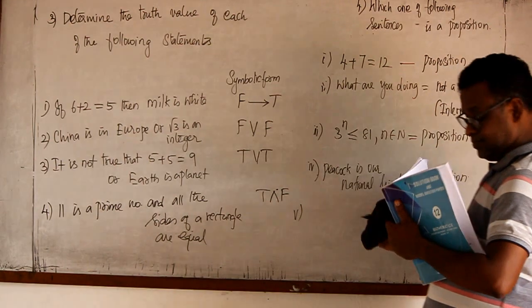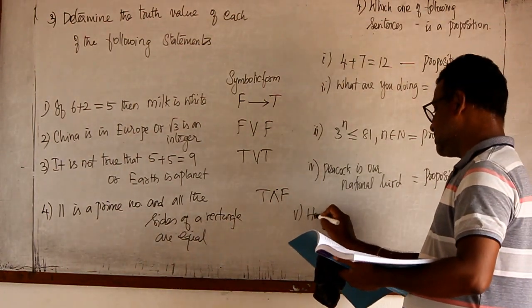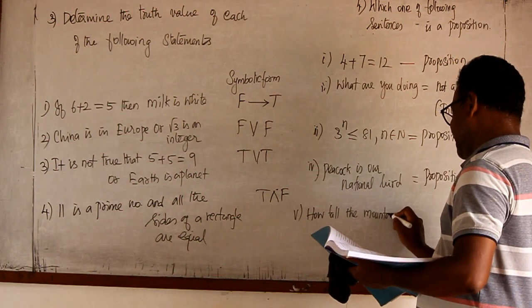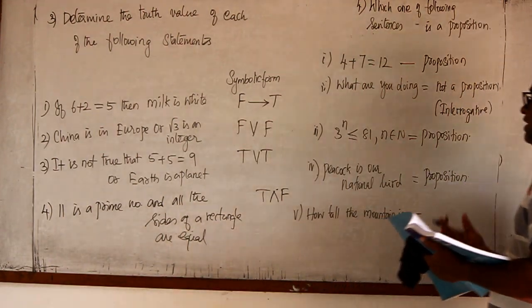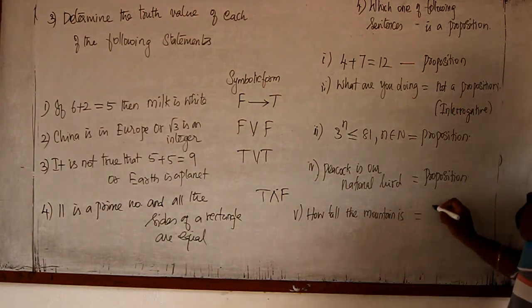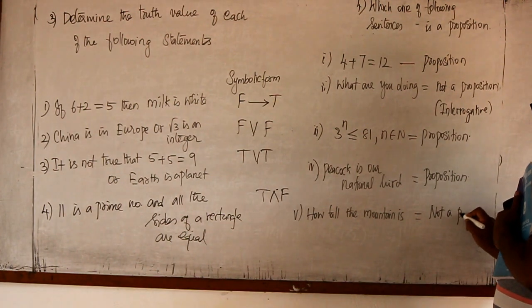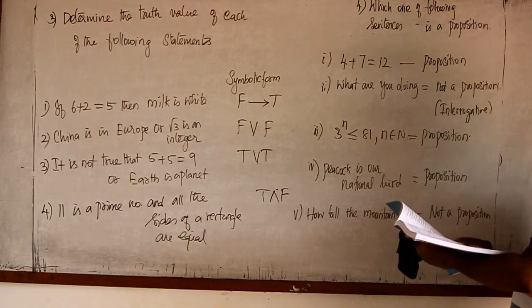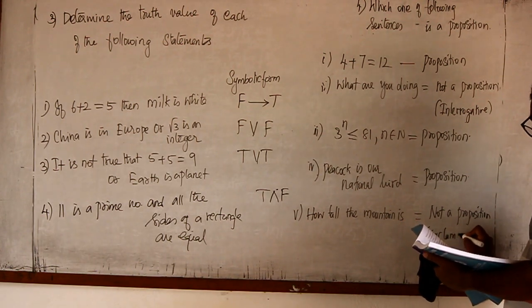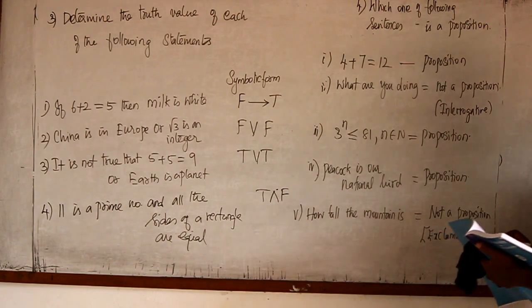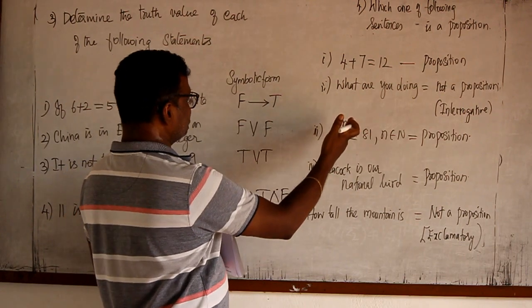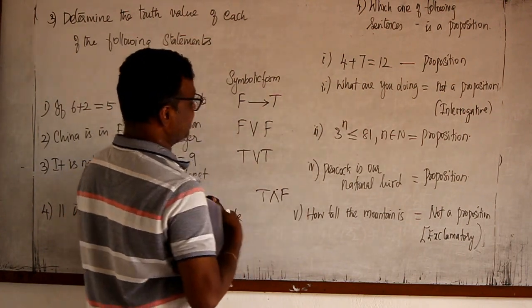Fifth one. What a beautiful mountain it is. It is just an exclamatory, therefore it is not a proposition. We used to say this one as an exclamatory statement. So it is not a statement. Whether it is giving you a sense, a false one or a true one, it is said to be a proposition. That's all.